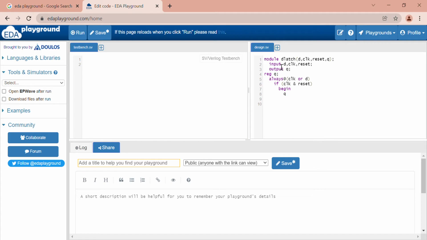Q is assigned to 0, and else statement, if there is only clock, then begin, Q is assigned to D, and ending the module with endmodule.